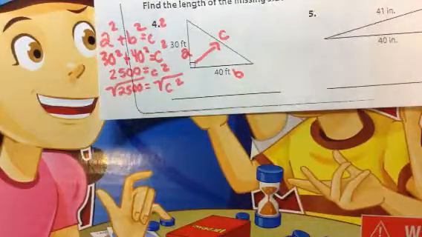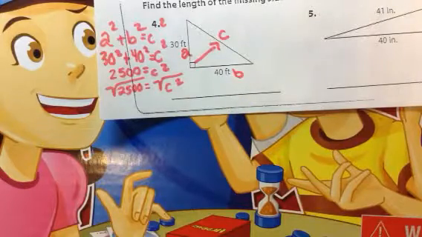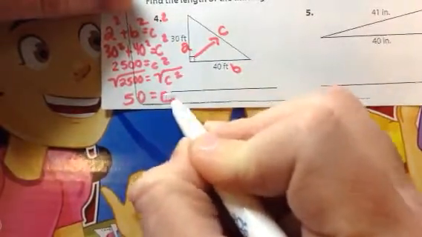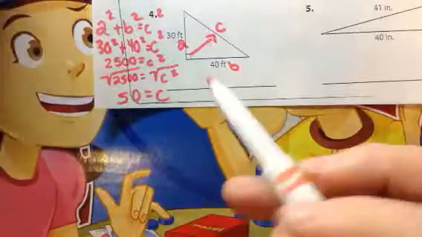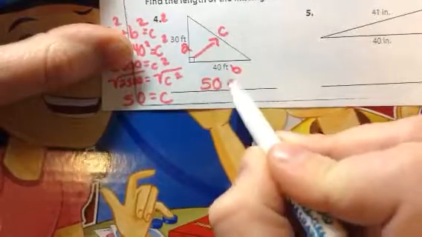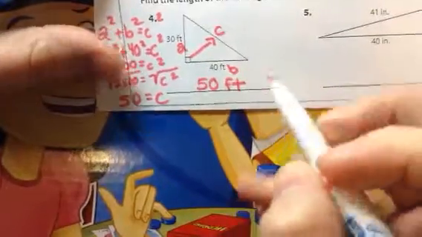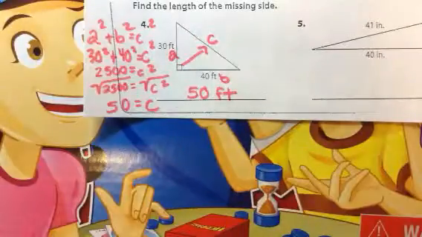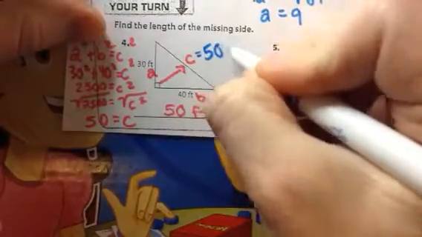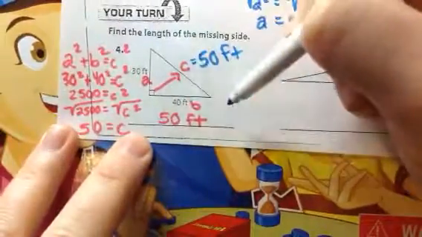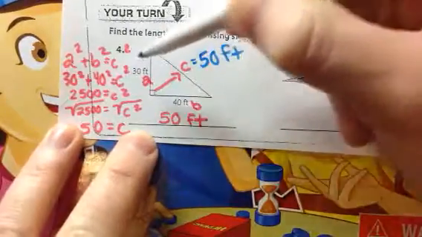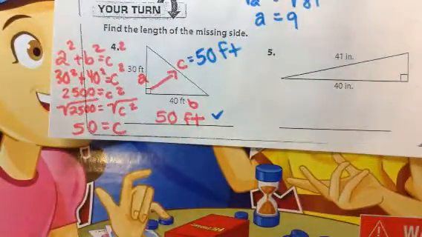Alright, so second x squared 2,500 is 50. So c equals 50. This had feet on it, so I've got to put that label on my answer so I don't lose points. Okay, remember that you want to go and put it in your picture just to see if it's making some kind of sense. C is the longest side, that's called the hypotenuse, and 50 is bigger than a 40, and 50 is bigger than a 30, so yes.